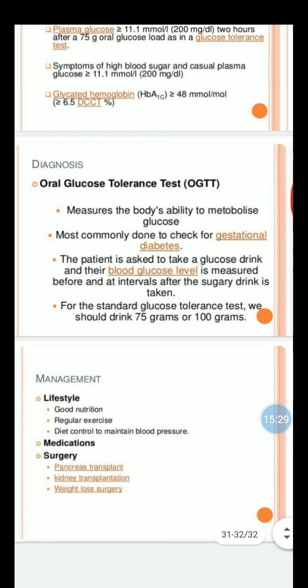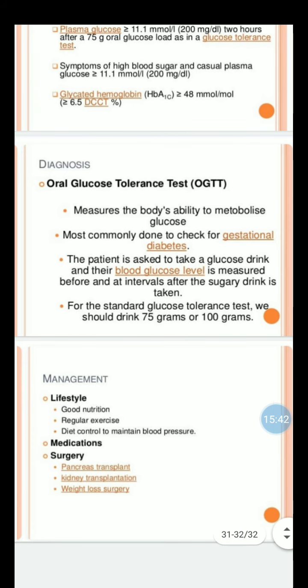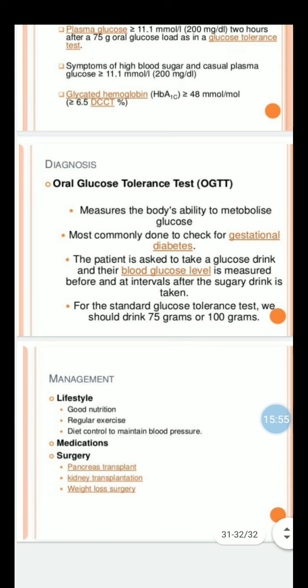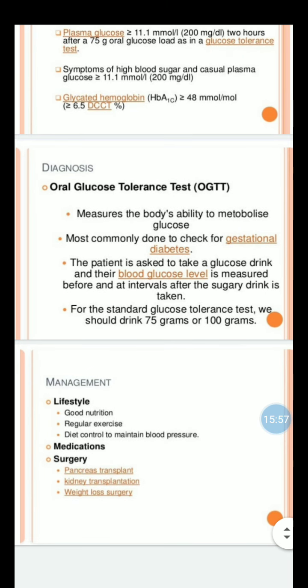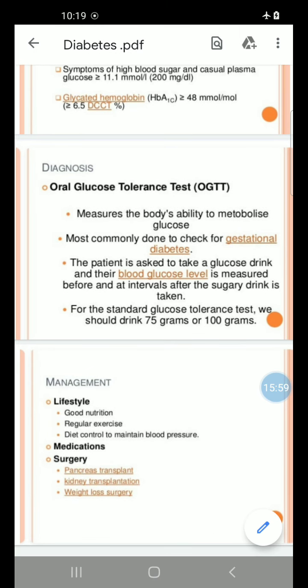Then for treatment or management, first is lifestyle modification: good nutrition, regular exercise, diet control, and maintaining your blood pressure. Then the use of anti-diabetic drugs, that is medications. And third is surgery, that is pancreas transplantation, kidney transplantation and weight loss surgery. So this is all about diabetes mellitus.